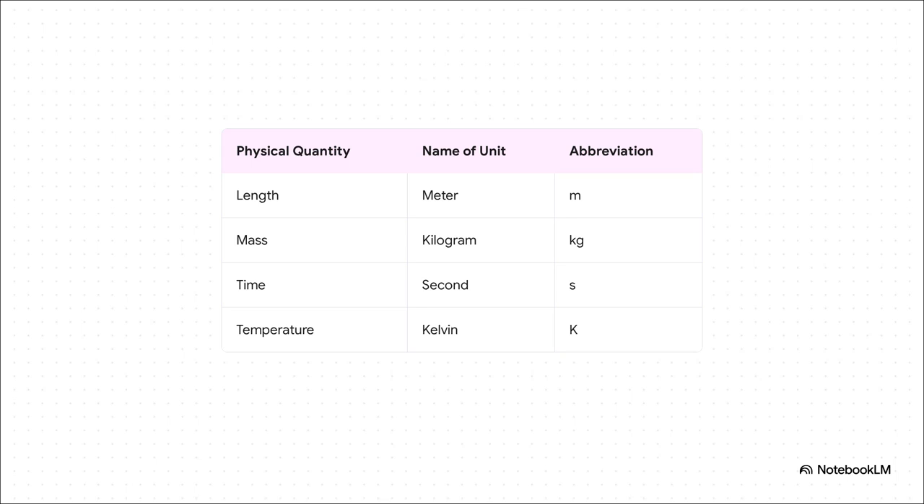For length, our unit is the meter, abbreviated with a lowercase m. For mass, we use the kilogram, or kg. For time, it's the second, denoted by a lowercase s. And for temperature, the official SI unit is the Kelvin, written with a capital K. Truly, memorizing these base units is like learning the alphabet of chemistry.